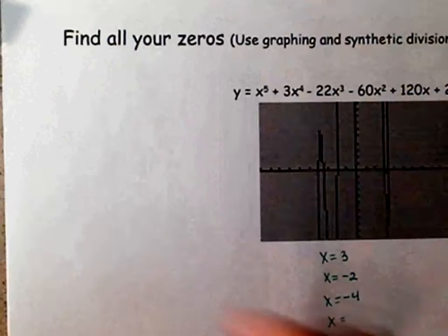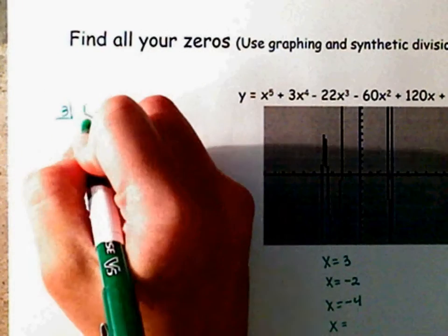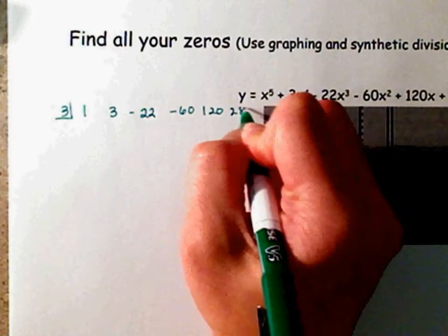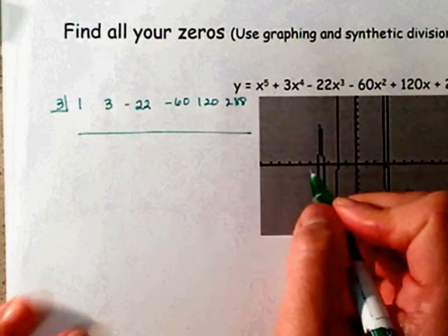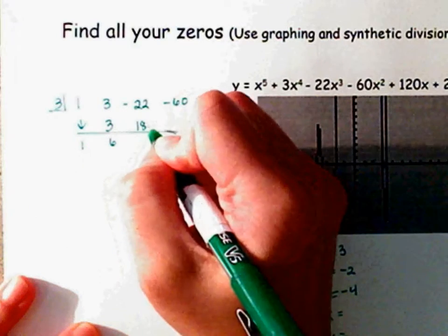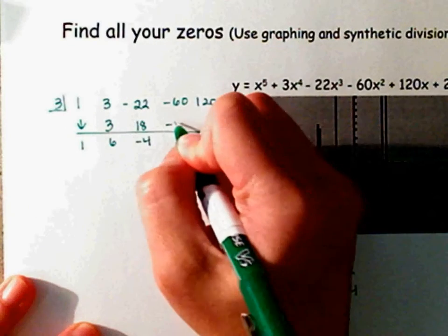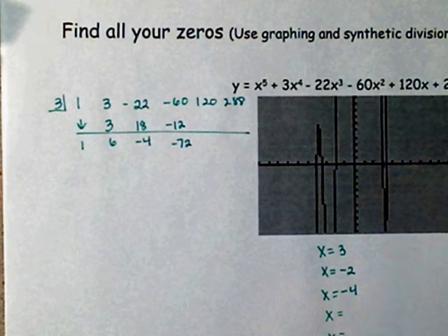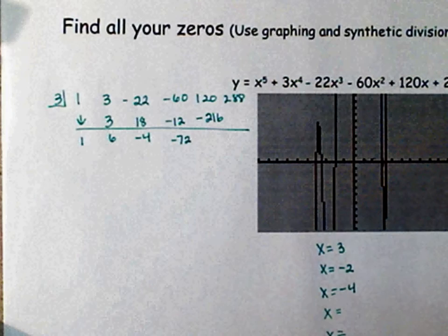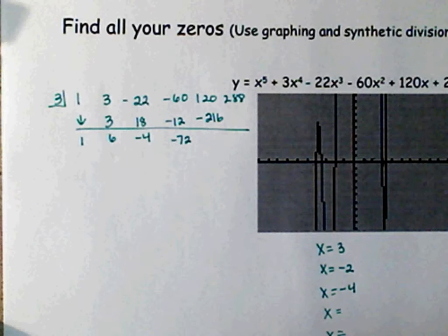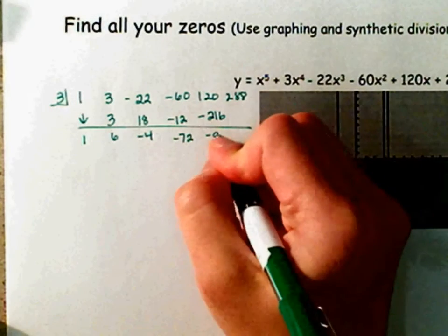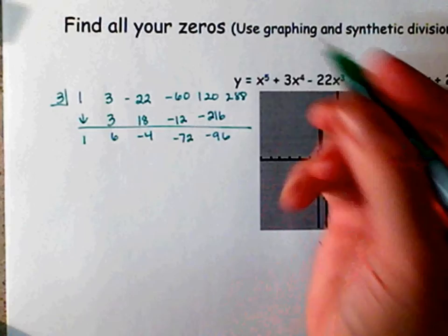All right, start off with a 3. So I got 1, 3, and this time I'm not going to rewrite it, so I just want to let you see how you can keep going. Draw your line. Let's do the math. Bring down the 1. 1 times 3 is 3, which gives you 6. 6 times 3 is 18. That gives you negative 4. Negative 4 times 3 is negative 12, which gives you negative 72. 3 times negative 72 is negative 216, if I'm not mistaken. Let's double check. Negative 72 times 3. Good. Plus 120. That gives you 48, no, negative 96 times 3, which gives you negative 288, which is 0.